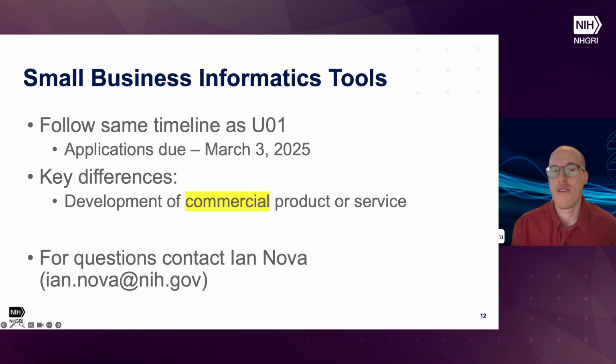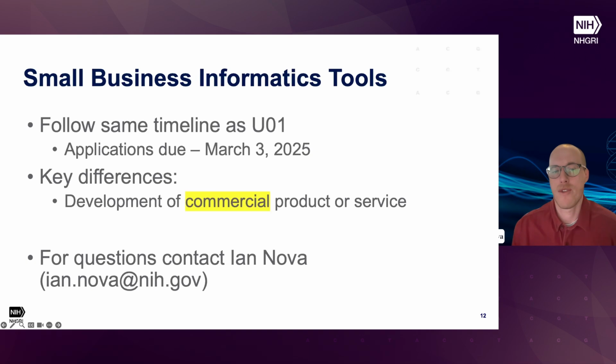The timeline for these NOFOs is identical to the UO1 call, with a single receipt date on March 3rd, 2025. However, there are a couple key differences. These projects are focused on early stage development of a commercial product or service. This is different than a research project. If you read through the review criteria to understand some of the differences, one key factor is that innovation significance can be focused around making a tool more user-friendly, interoperable, and commercially viable to a broader community. However, again, I will emphasize this is phase 1 work, so the product and service can be at a very early stage and no prior data is required.